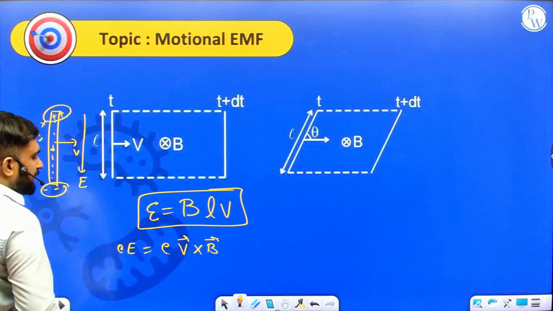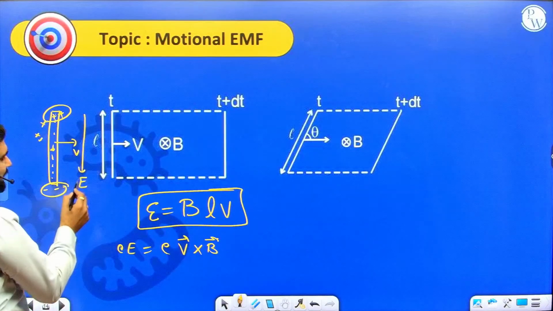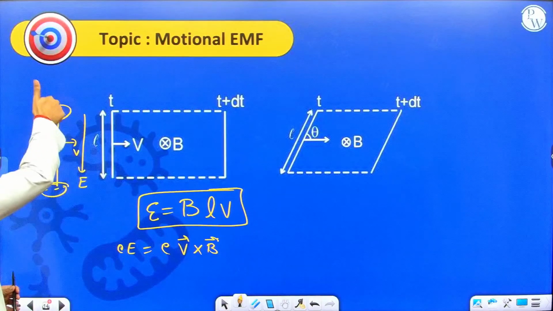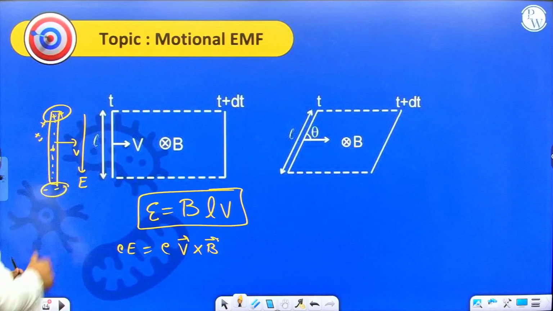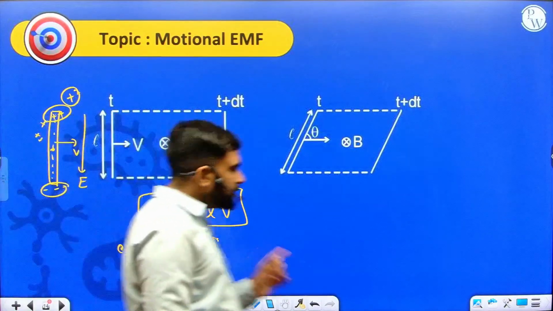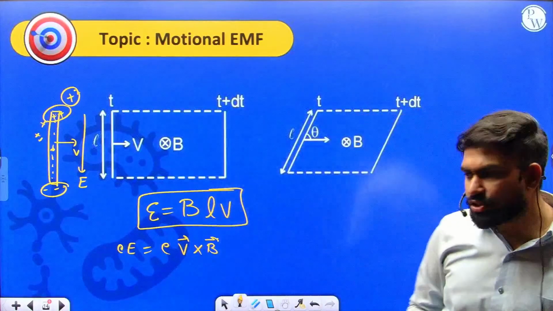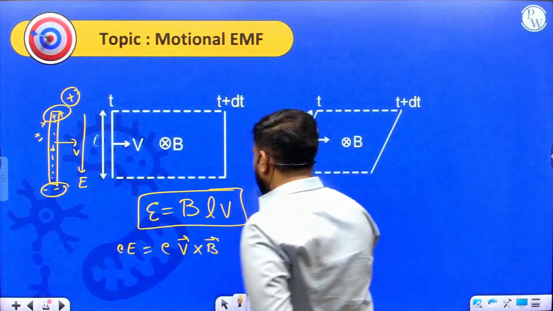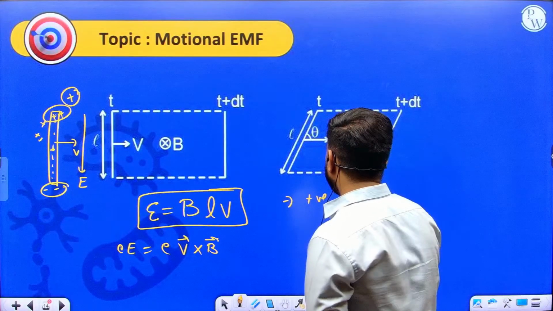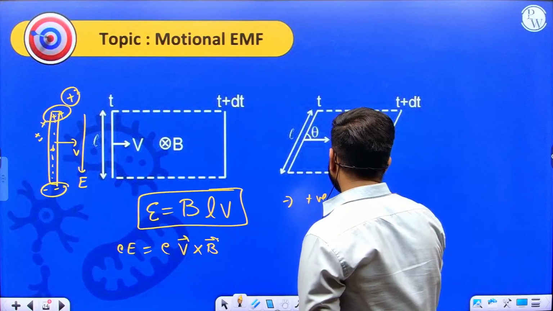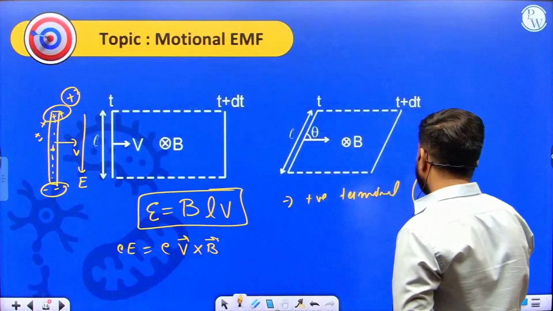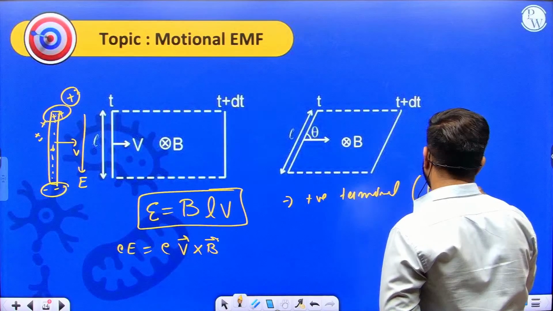So if the electric field is going downwards and it is balancing this direction, what's the direction of v cross B? It was upwards, and this will be the positive terminal. So through this BLV, I need to just use v cross B for the direction of the positive terminal of this EMF, or the higher potential side basically.